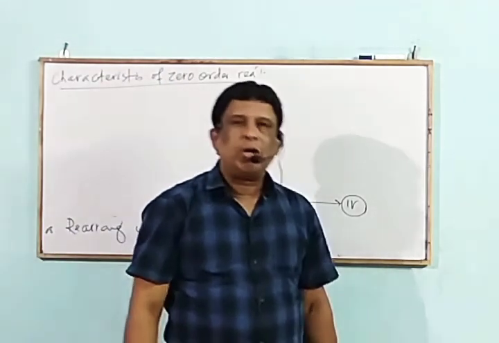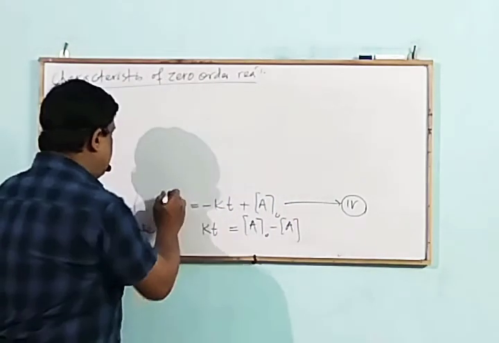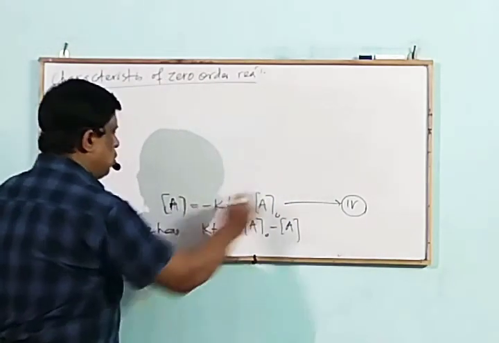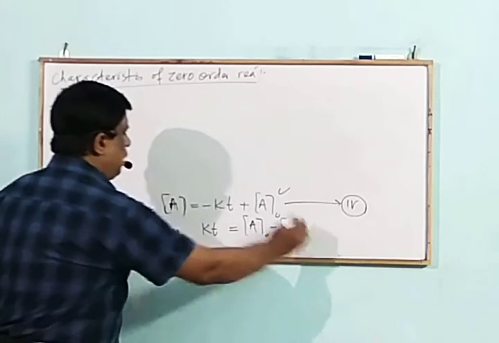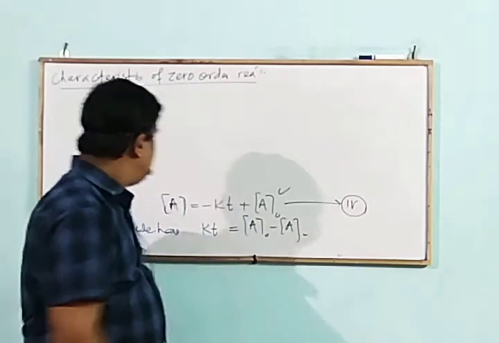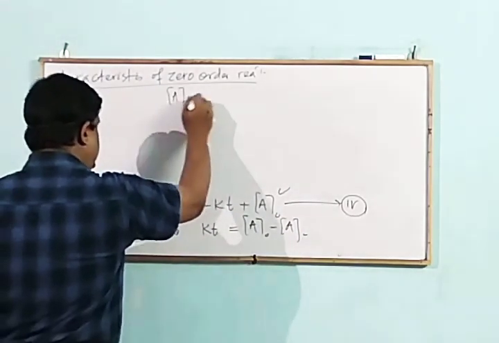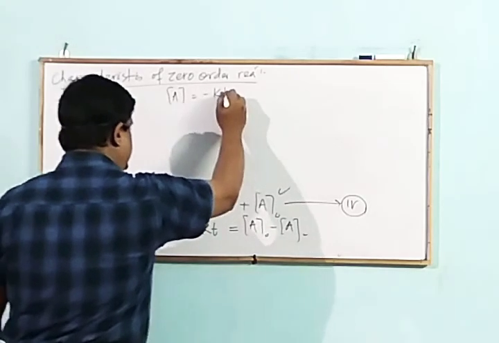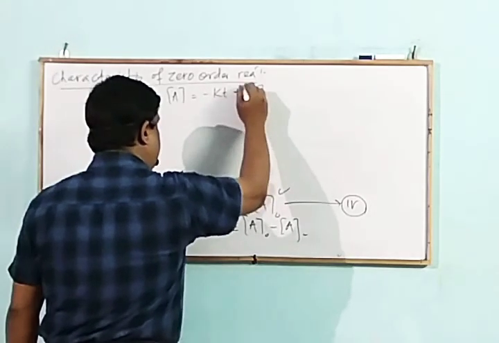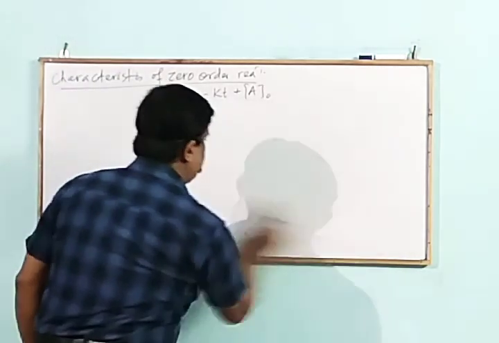All the zero order reactions must obey this equation, as well as this equation. Mark that equation. What is the equation? I repeat again, that is A is equal to minus KT plus A naught, from equation 4. Mark that. I repeat, equation 4.